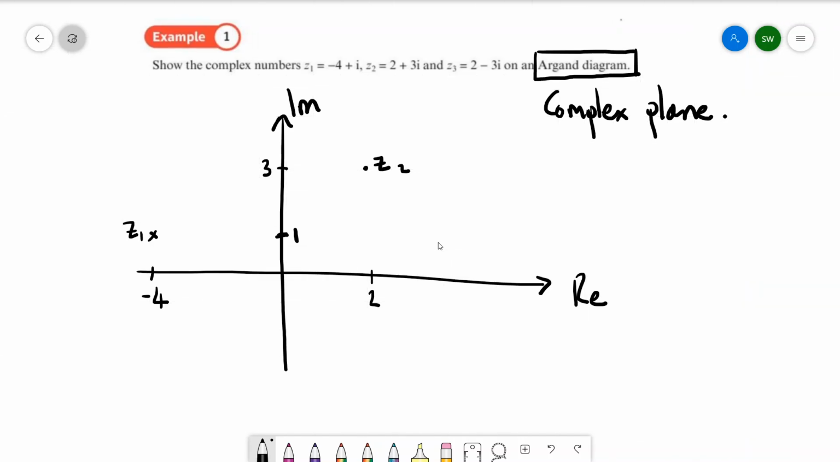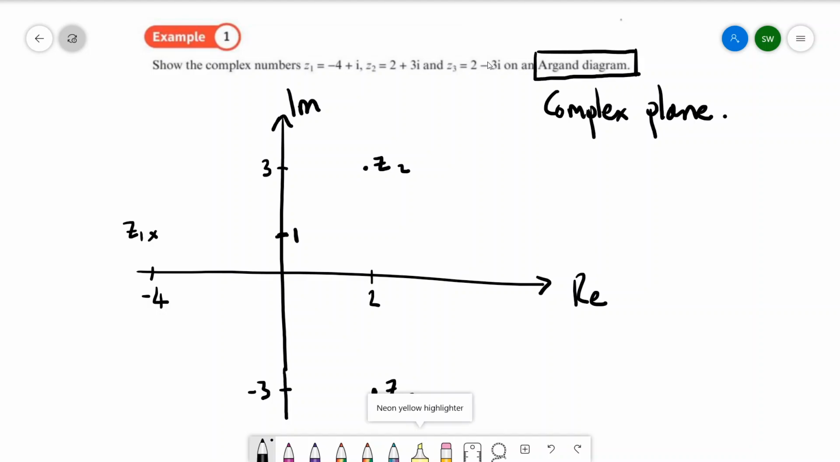And then finally for z3, the real part of z3 is 2 and the imaginary part is minus 3. So we know that we're going to go along to 2 on the real axis and then down to minus 3 on the imaginary axis. So we'll just label that on our axis there. So that's our complex number z3.